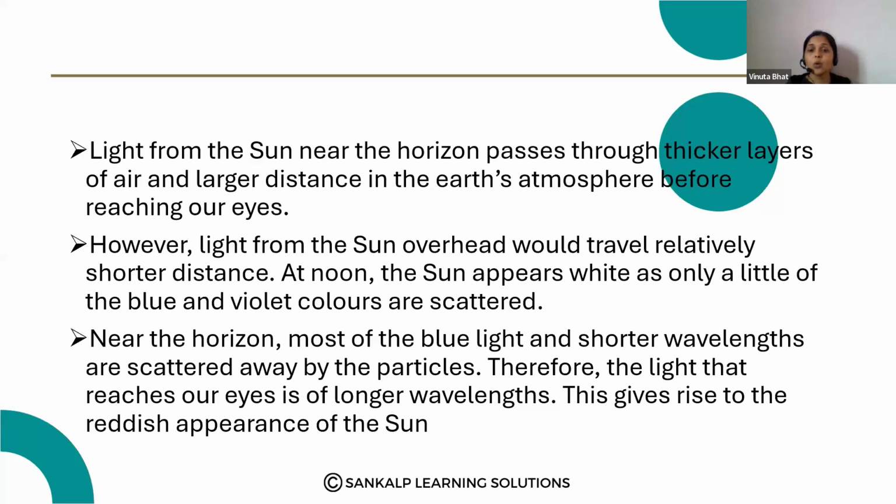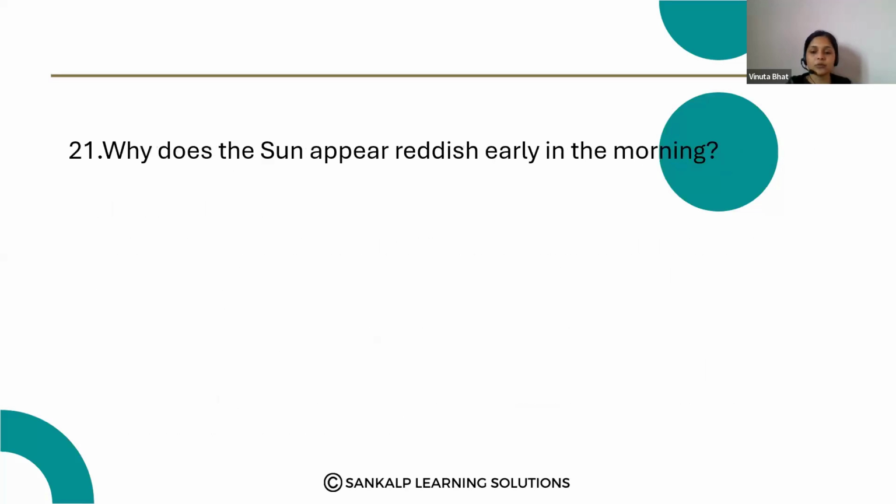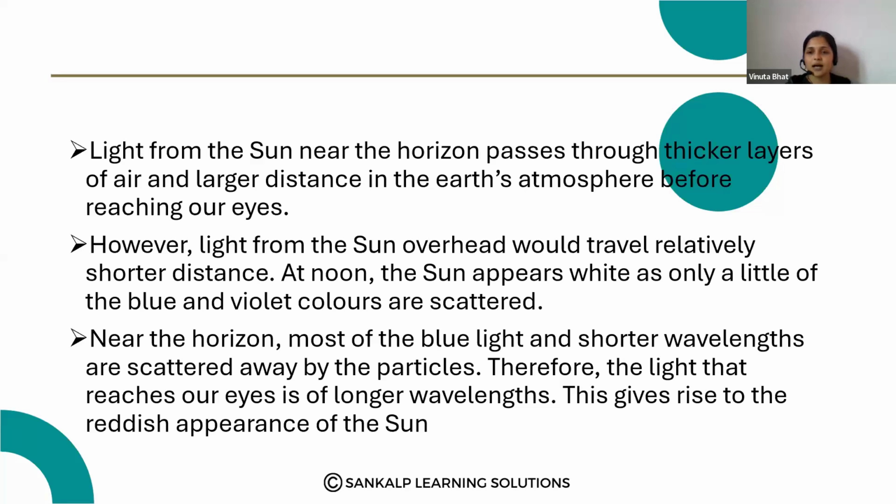Near the horizon, most of the blue light and shorter wavelengths are scattered away by the particles. Therefore, the light that reaches our eyes is of longer wavelength. So this gives rise to the reddish appearance of the sun. So what is the reason for this? You have to understand that properly. So note down this: why does the sun appear reddish early in the morning? Yes, so this is the answer.